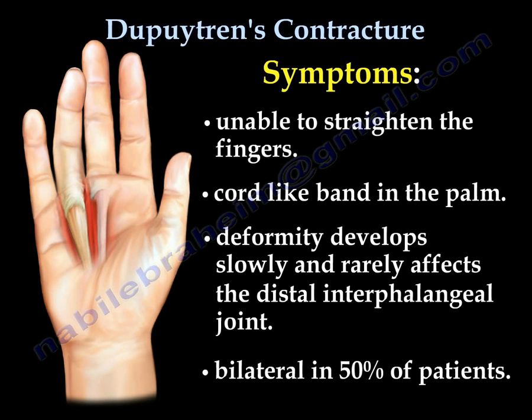Symptoms: patient is unable to straighten the fingers. You feel a cord-like bend in the palm. Deformity develops slowly and rarely affects the distal interphalangeal joint. It is bilateral in about 50% of patients.